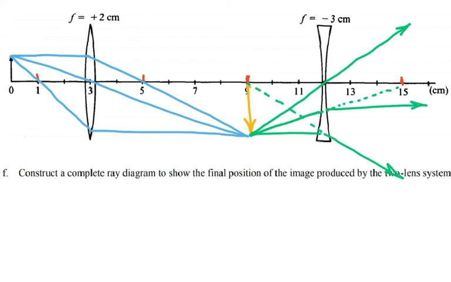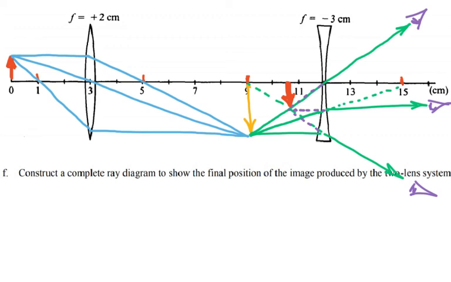So for the observer, this ray would come from this direction. For the observer right here, this ray would come from this direction. And for the observer right here, this ray would come from this direction. And the observer right there, from a straight line. So the final image from two lenses would appear somewhere over here. So this would be the final image of the object that is placed where we have its original position.